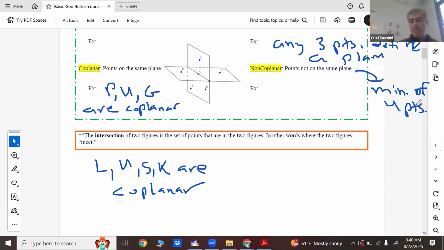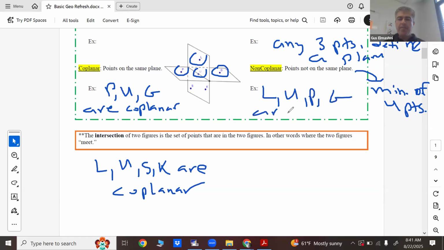So looking at the diagram, give me 4 points that would not be coplanar. What do you guys think? Are all 4 of these on the same plane? Nope. PUG are, but is L part of PUG? Nope. L is part of U. L could be part of G or P, or LUP could be the same, but all 4, no way. So LUPG are non-coplanar.